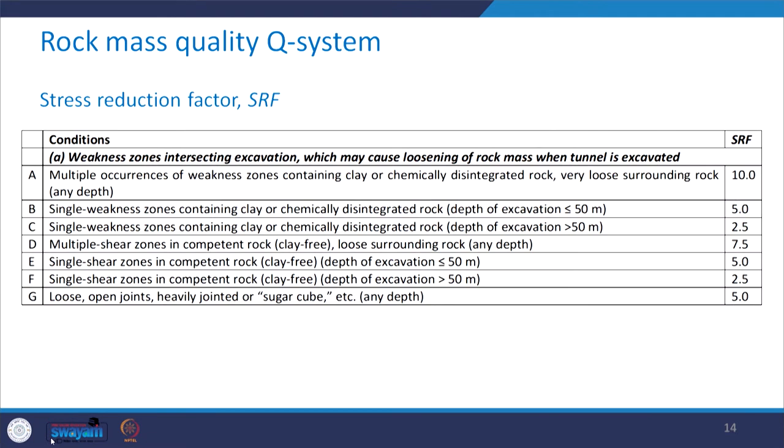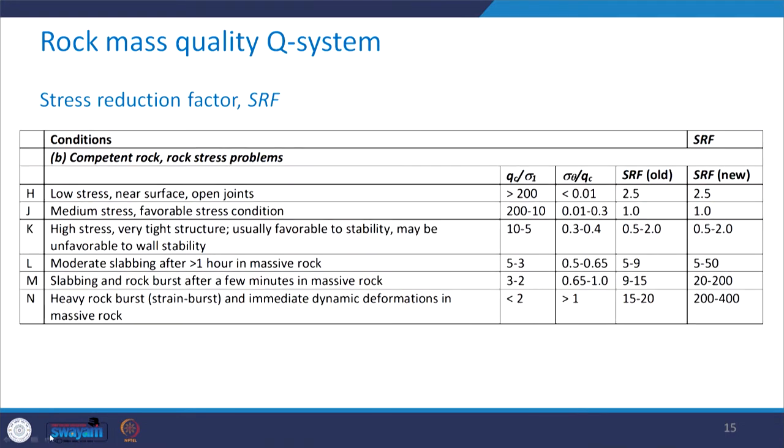Now take a look at these tables. The first category deals with this particular part, that is, weakness zone intersecting excavation, which may cause loosening of the rock mass when the tunnel is excavated. Based upon the condition that is mentioned in this column, you pick the appropriate value of SRF from the last column, and it varies from say 10 and somewhere. There is no trend that it is either increasing or reducing. See, it goes to 5 and then 2.5, again 7.5, and then for the last condition, that is when you have loose open joints or heavily jointed rock mass, in that case you have to go for the rating as 5.